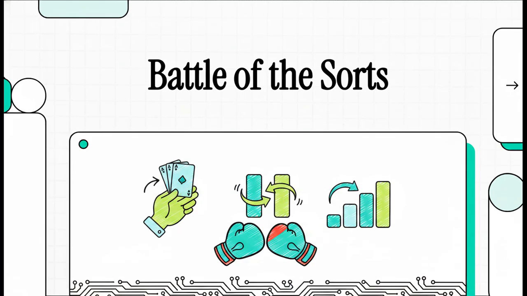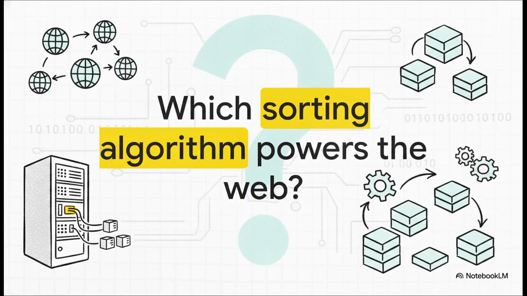Today, we are setting up the absolute ultimate showdown between the big three elementary sorting algorithms. Now, if you've ever studied computer science, you already know them well. But today, we're not just looking at the textbook theory. We're actually putting them in the ring to find out which one survives the brutal, real-world demands of modern software engineering. So think about it for a second.